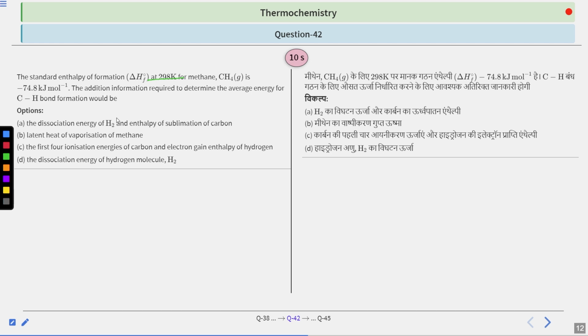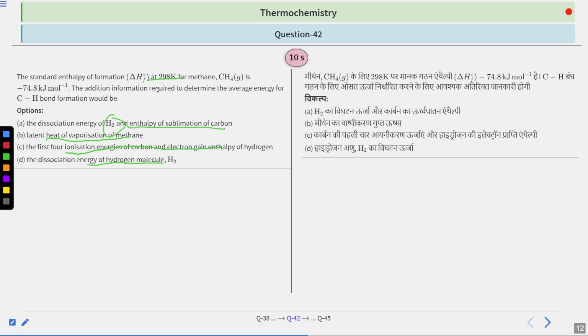Your options are A, the dissociation energy of H2 and enthalpy of sublimation of carbon. Option B, latent heat of vaporization of methane. Option C, the first ionization energy of carbon and electron gain enthalpy of hydrogen. Option D, the dissociation energy of hydrogen molecule. So how will we solve it?